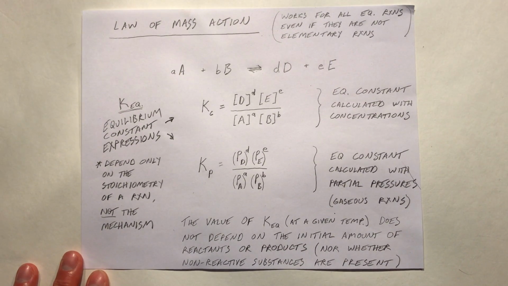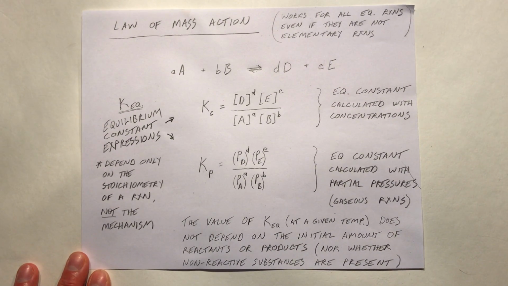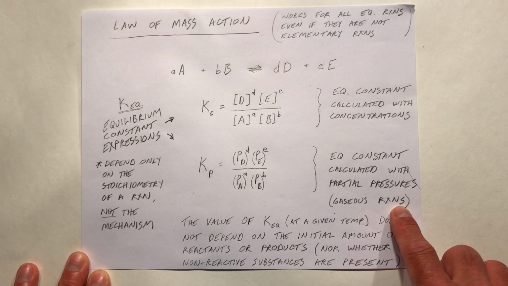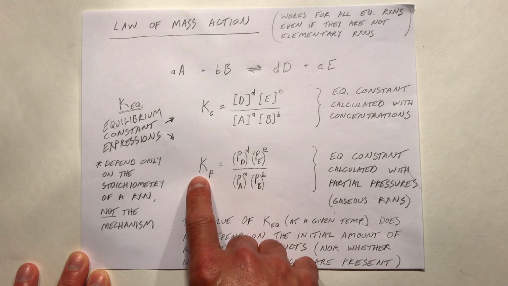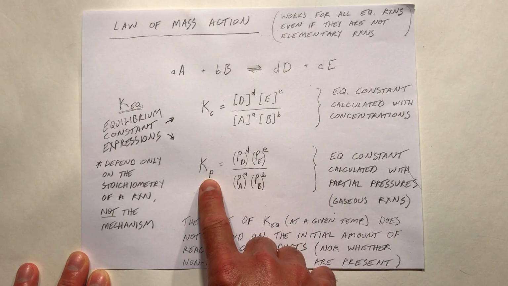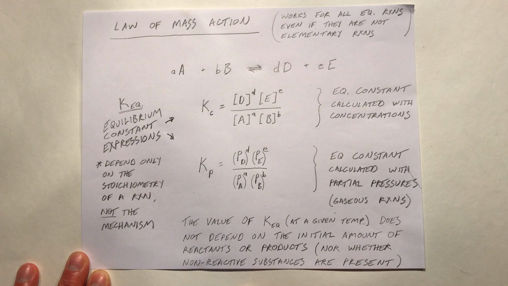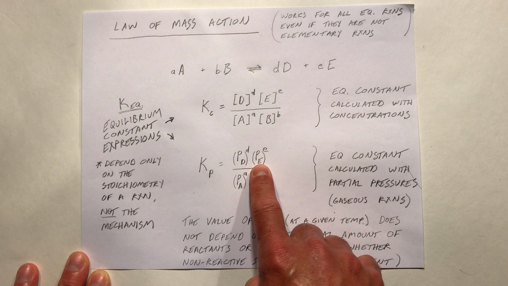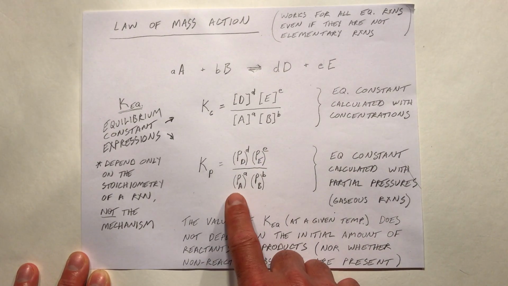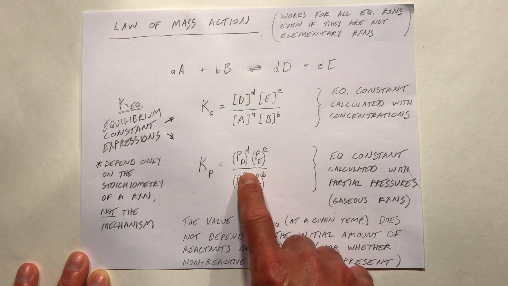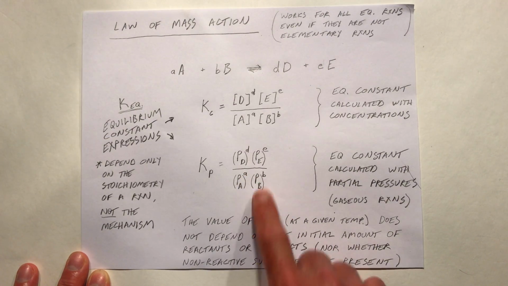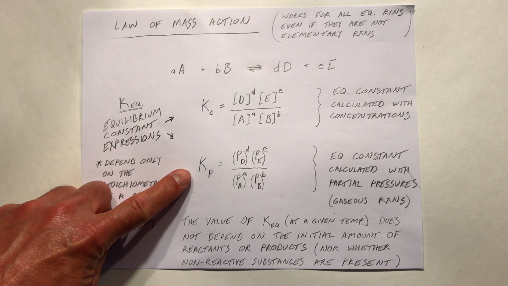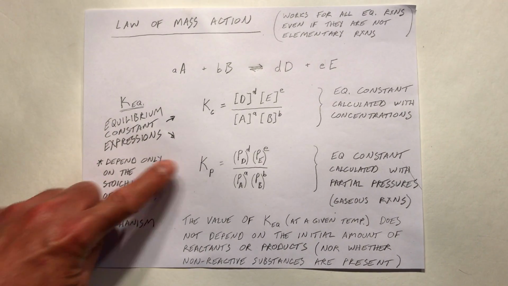Now we can do this for pressure as well if we have a gaseous reaction. So here we see the equilibrium constant calculated with pressures for gaseous reactions, where now instead of saying C for concentration, we have P for pressure. So this is Kp. So the partial pressure of chemical D to the D power multiplied by the partial pressure of chemical E to the E power divided by the partial pressure of chemical A to the A power and the partial pressure of chemical B to the B power would give us that as the equilibrium constant expressed with pressures.